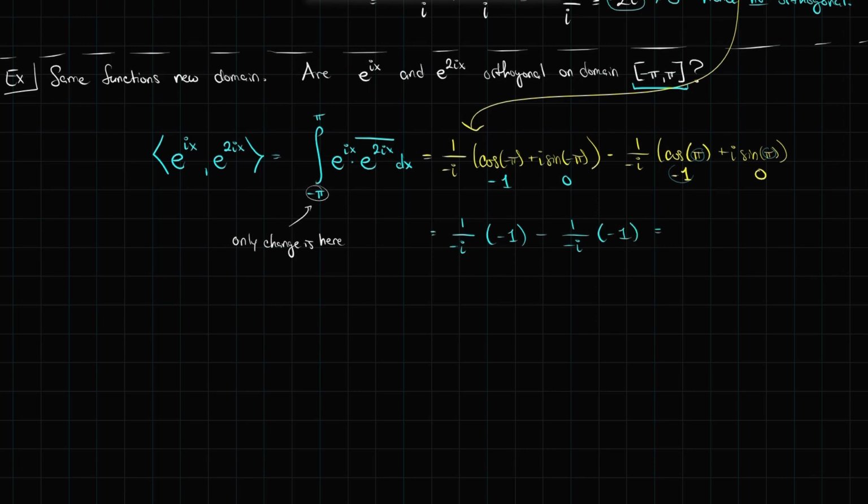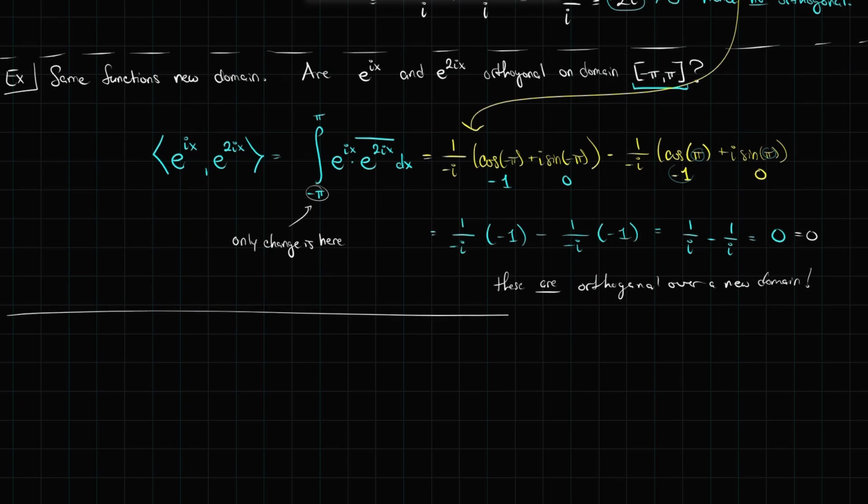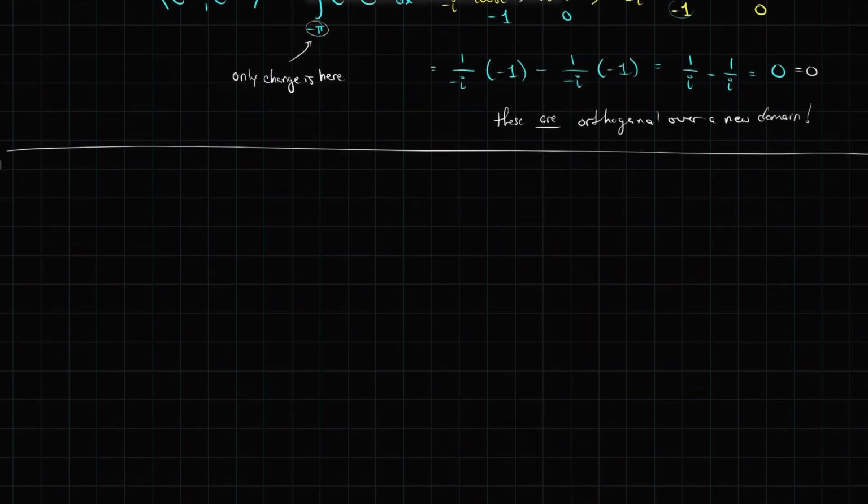If I simplify, what do I have? I have 1 over i minus 1 over i. So I end up with 0, and all of a sudden, since 0 is equal to 0, these are orthogonal over a new domain. So the same functions, but all I've done is change the domain, and we gain orthogonality. So just some new examples here. Very, very interesting to see.